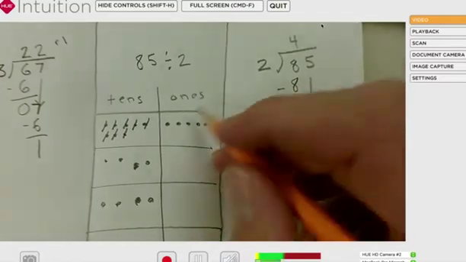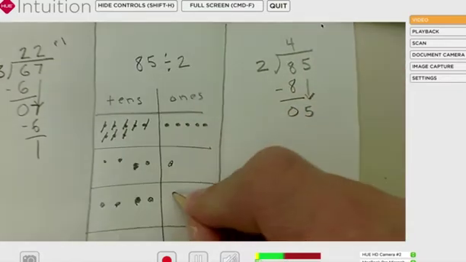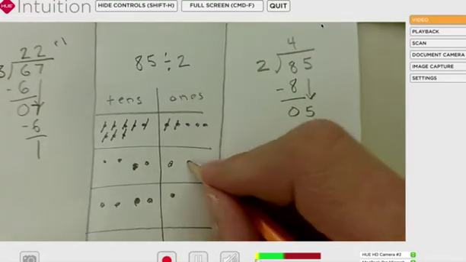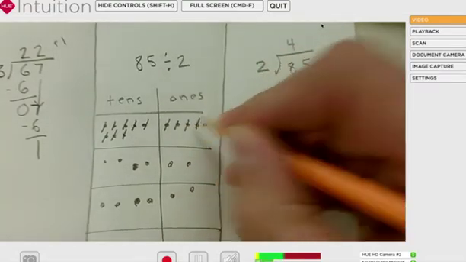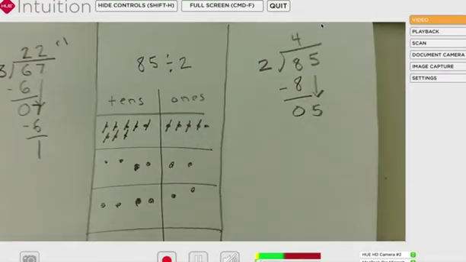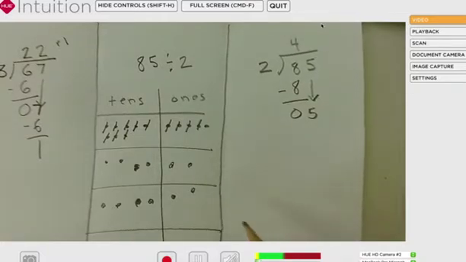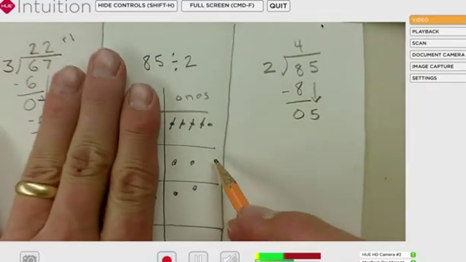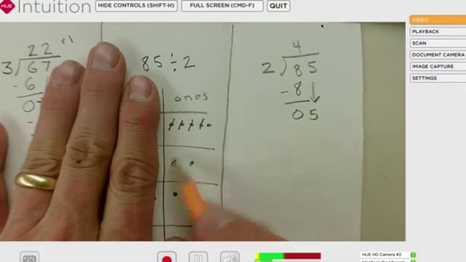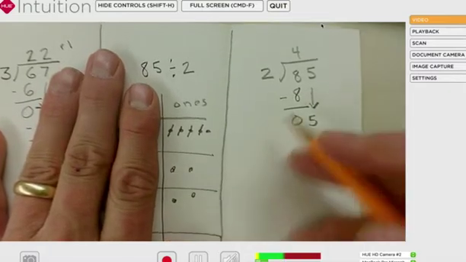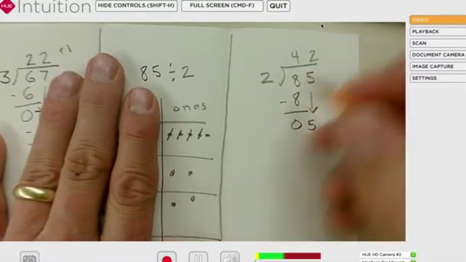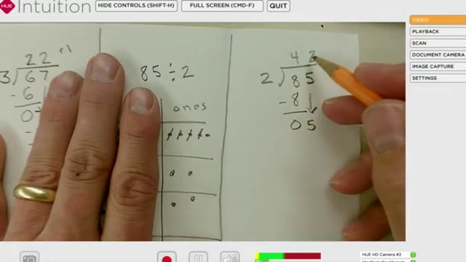Ready? Here we go. Now we're working with the 5s. 1, 2, cross it out. 1, 2, cross it out. Leftover, right? We have a remainder. Okay? So if we just ignore the 10s and just look at the 1s, how many are in each group? There are 2. 2 in each group.